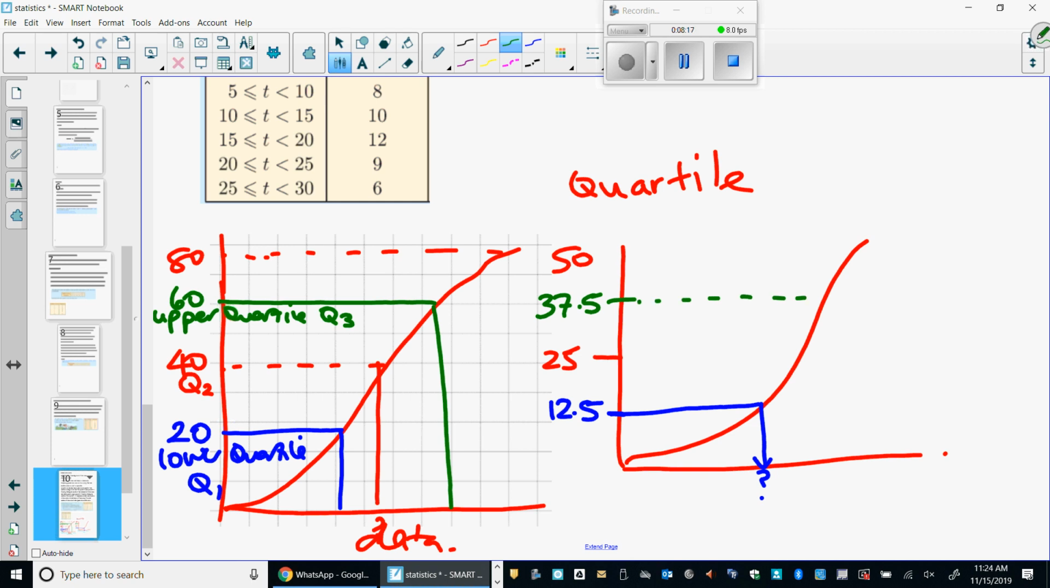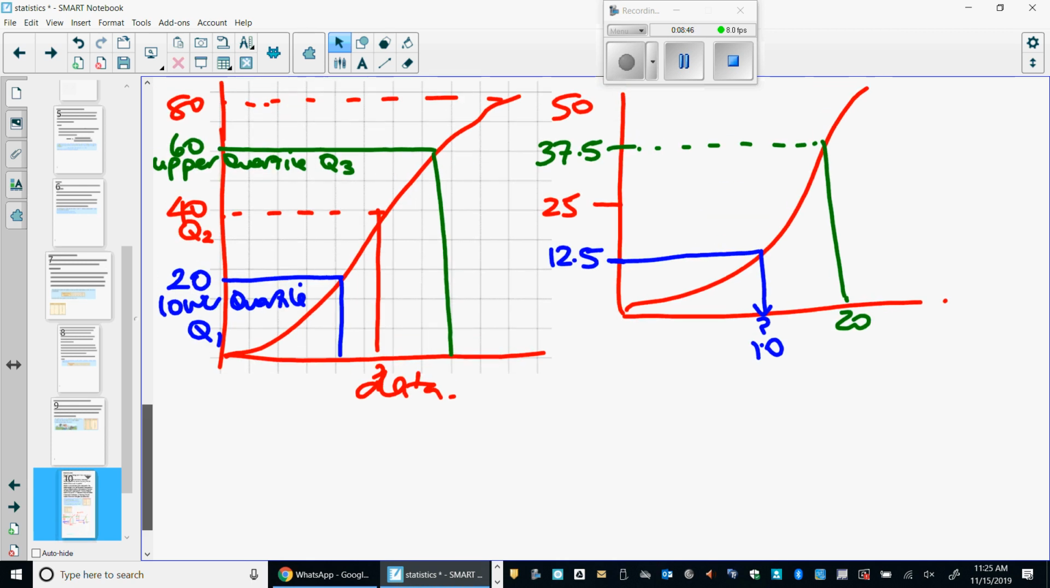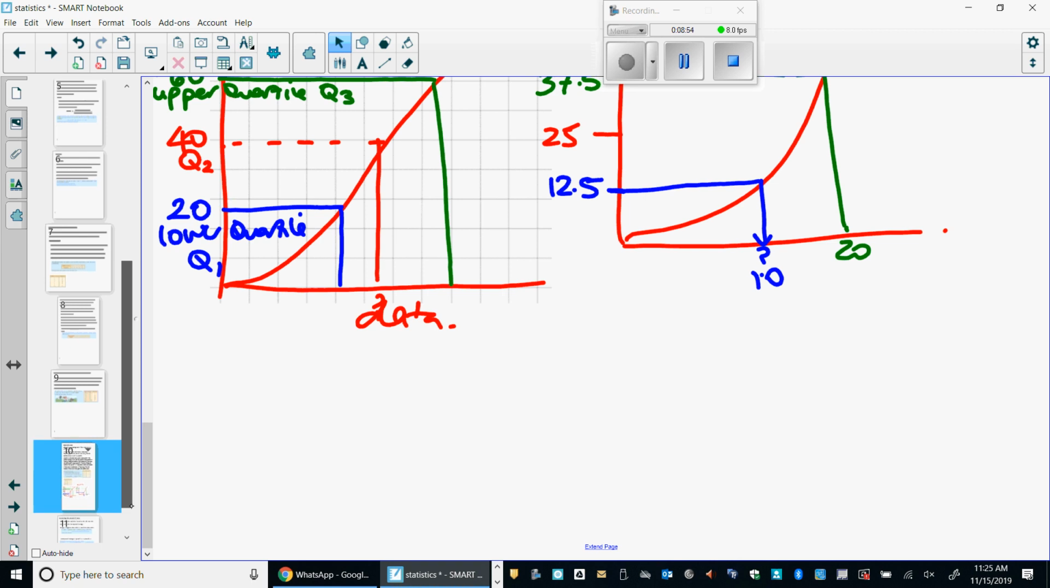Alright, so then we would read that across, and that would give us our upper quartile. Okay, so this one was 20, and this one, let's say it was 10. Now, sometimes we may be asked to give the interquartile range. I think that's on the next page, so let's go to the next page. Okay, so we're happy with how we find our lower quartile and upper quartile from the graph. So, final page on this stuff.